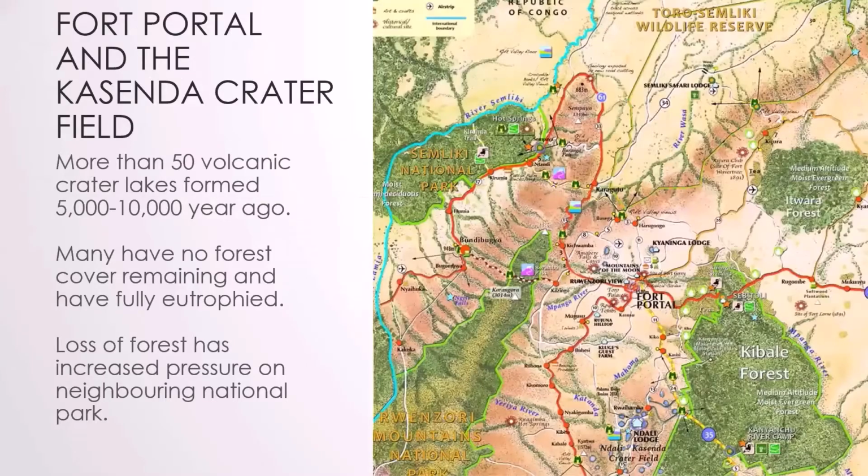So Lake Kyaninga is part of the Kasenda Crater Lake Field, and this is sitting between Kibale Forest National Park and the Rwenzori Mountains National Park. Many of these lakes would have had forest on them, but a lot of them have now lost their forest. This is simply to do with increased pressure on these forests, and this is now causing problems for both of the national parks. We work closely with the Uganda Wildlife Authority in trying to mitigate the effects of deforestation, but it's not easy.